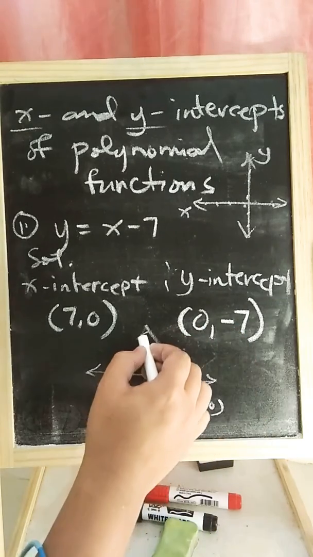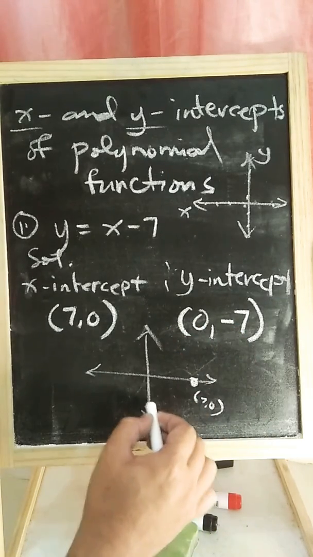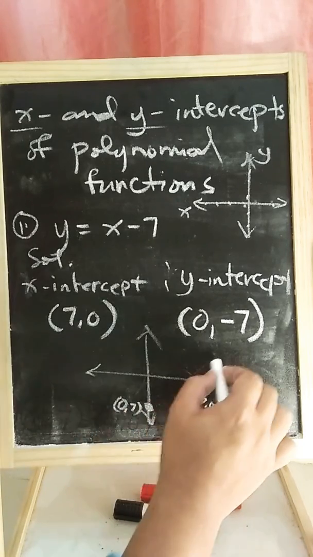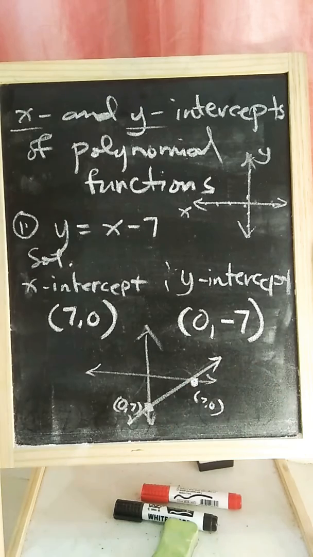And (0, negative 7) would be somehow here. Somewhere here, nasa ilalim. Okay? (0, negative 7). So, yan yung graph niya, kung linear ha. Pero yung ibang hindi na muna natin papakialaman. Okay?